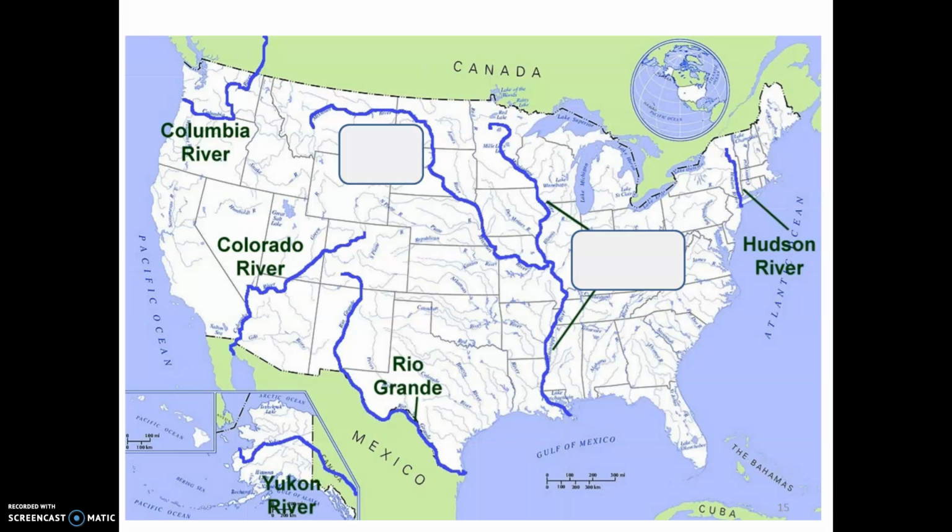The United States has many rivers, but there are some that are longer than others. You can see here are some rivers, and then here are two really long rivers. Do you know their names? Yes, the two longest rivers in the United States are the Missouri River and the Mississippi River.